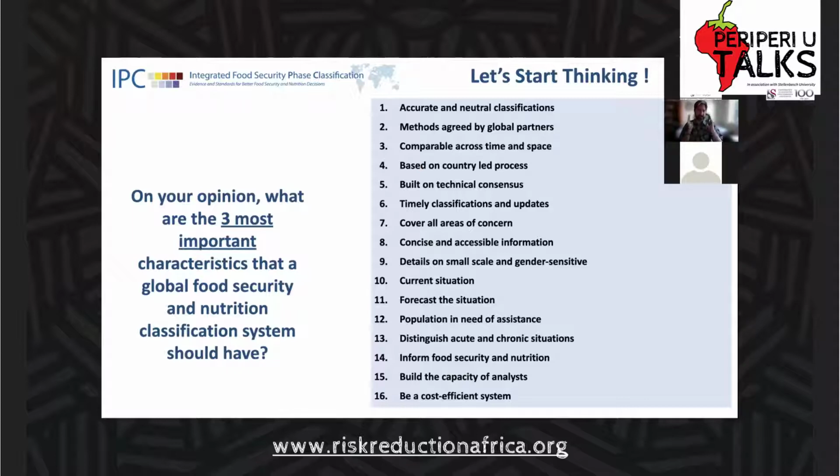Is this a sudden onset, rapidly declining situation as a result of a crisis like an earthquake or a conflict? Or is it a chronic situation? Is this the result of sequential years of rainfall failure, for instance? You'd want to be able to inform and improve this food security and nutrition status.